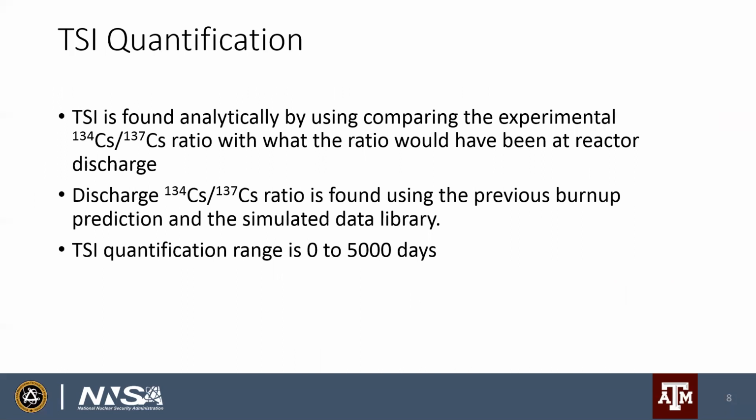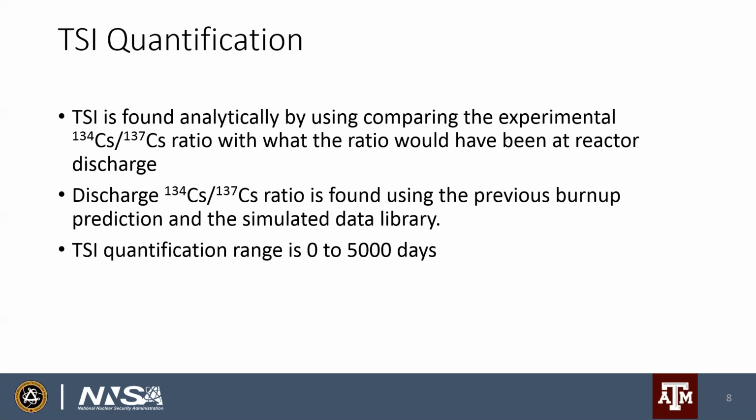And to give you a little bit better idea of how we're doing our TSI quantification, we're using the cesium 134 to 137 ratio. And basically, once we've predicted a reactor type and predicted a burnup, we can go back to our reference library of simulated data and find what that ratio would have looked like at discharge, so a TSI of 0. And then because we now have the ratio at t equals 0 and the ratio now, we can then use the decay equations to find how much time has elapsed.